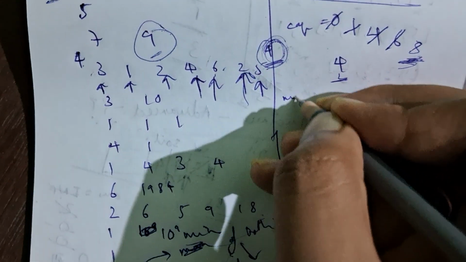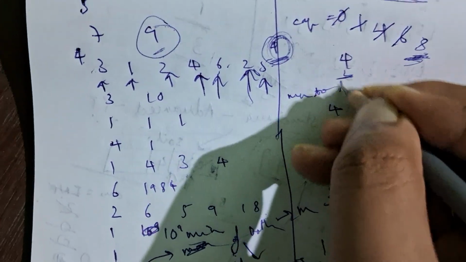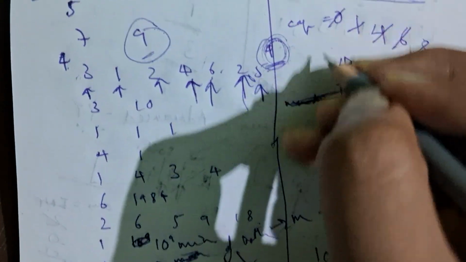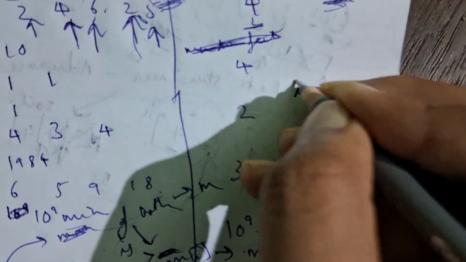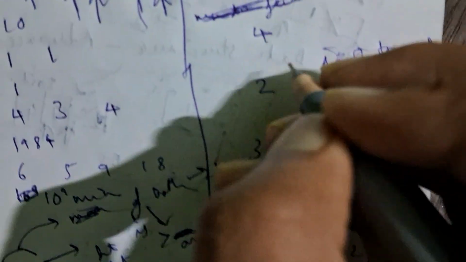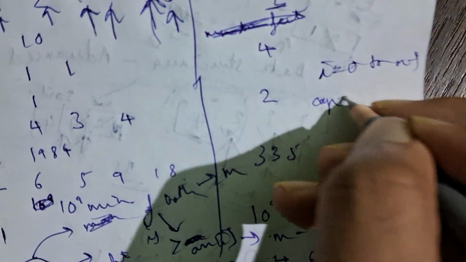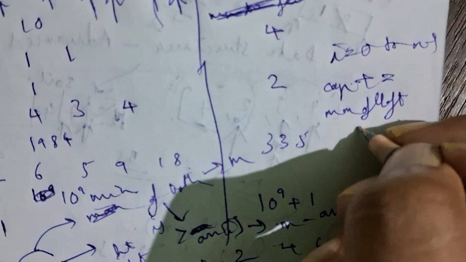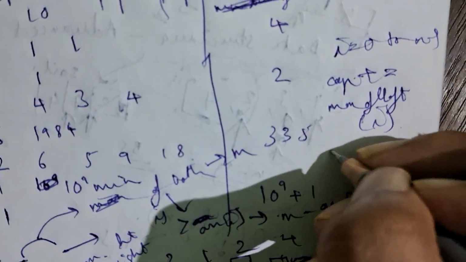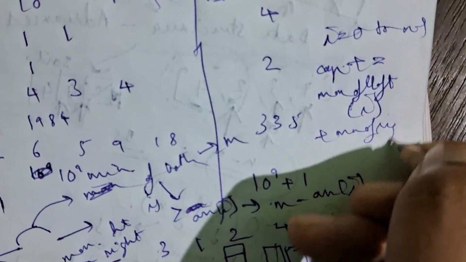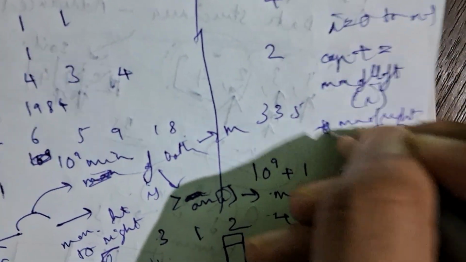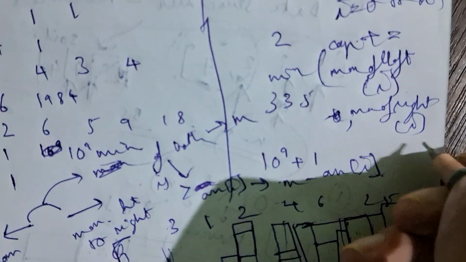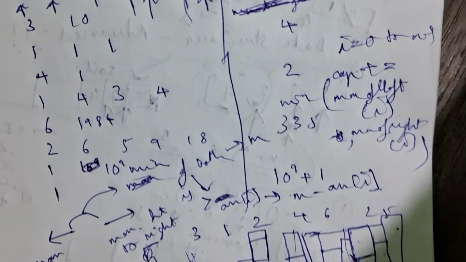So the formula for calculating the capacity is: run a loop from 0 to n minus 1, and capacity plus-equals the maximum of left of i plus the maximum of right of i, sorry, not plus, it is going to be the minimum of these two values.